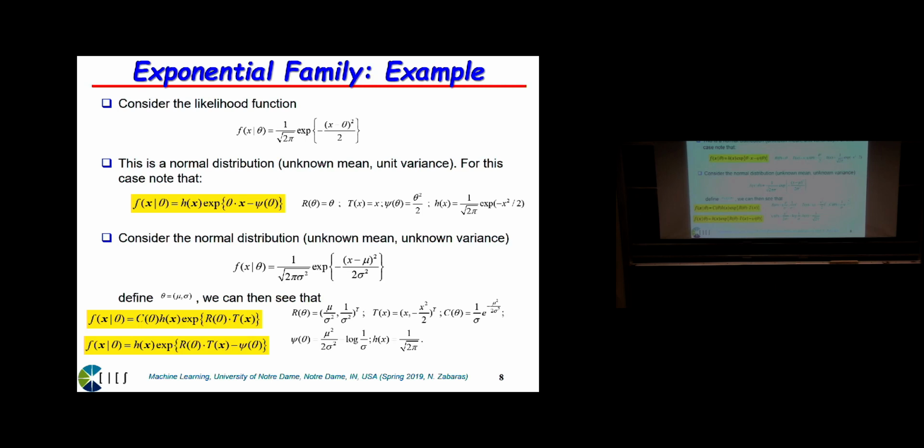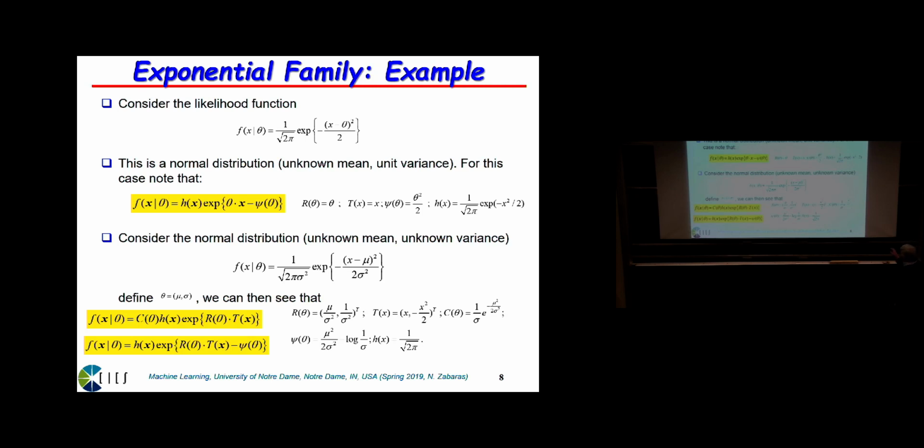You see on the top the normal Gaussian distribution, variance equal to 1. So the only unknown parameter here is the mean. You can write it in the natural exponential form with these substitutions as you see here. So you're going to get e to the minus x squared over 2, which defines the function h of x. Inside there is a minus theta squared over 2 that defines psi of theta. And then there is 2 times x times theta. So the sufficient statistic here is just x, and r of theta is equal to theta.